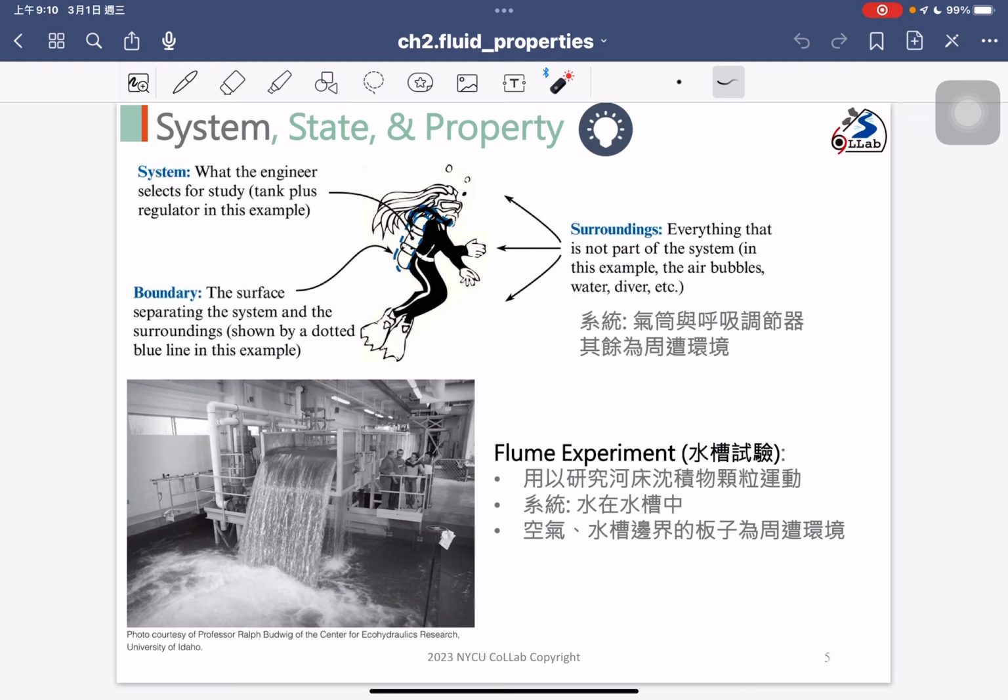And then whatever is not part of the system we will call the surroundings.